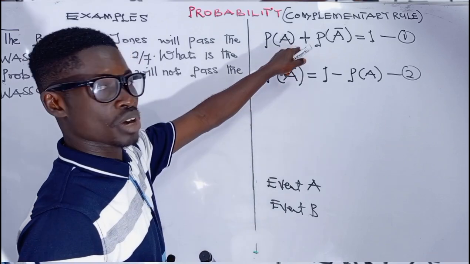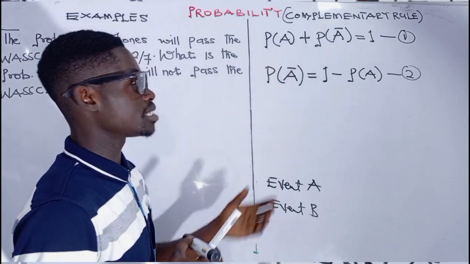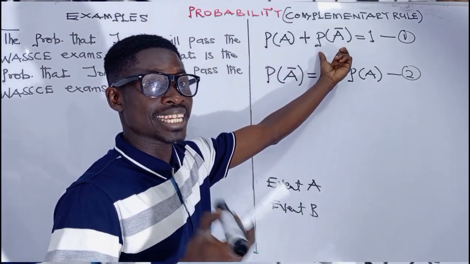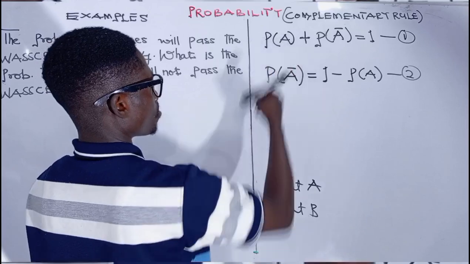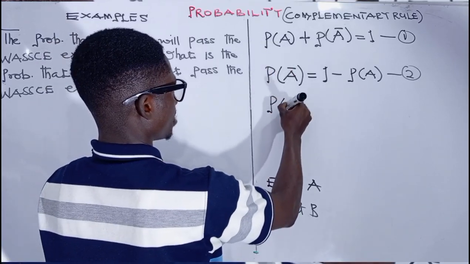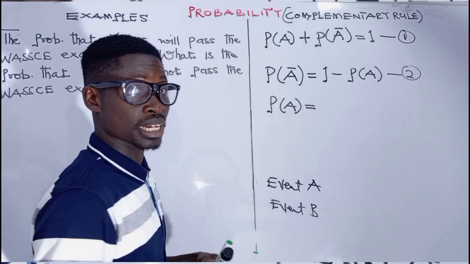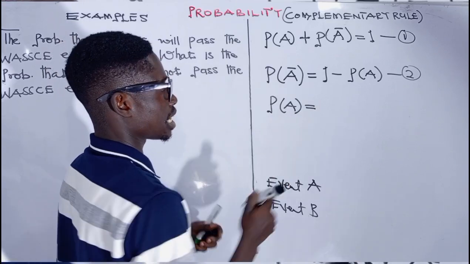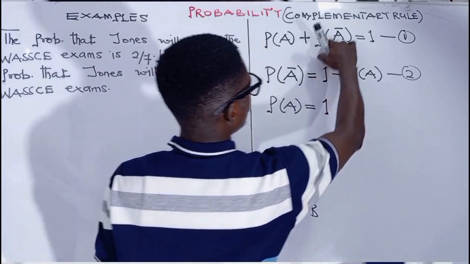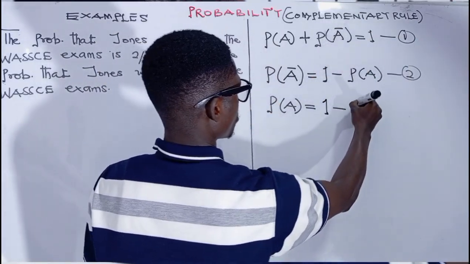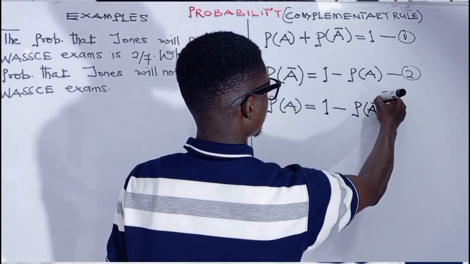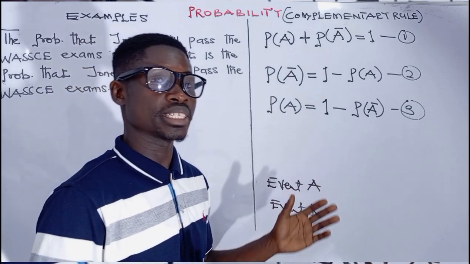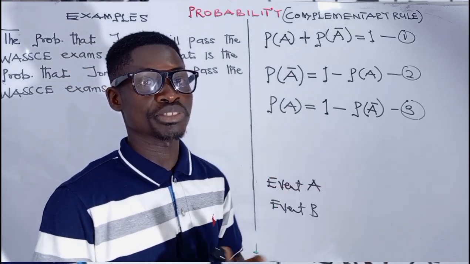Now from the same equation 1, assuming that we don't know the probability that event A occurs, but we know the probability that event A does not occur, we want to find the probability that event A occurs. Applying the same knowledge of change of subject, we can say that the probability that A occurs is 1, then we transpose this to the right hand side to obtain the probability that A does not occur. So these are the three equations that we are going to utilize under the complementary rule.